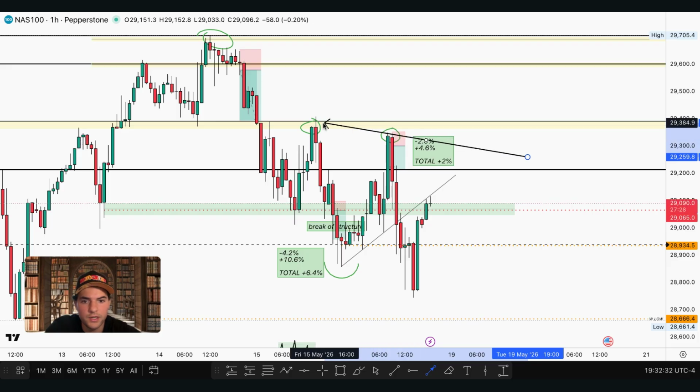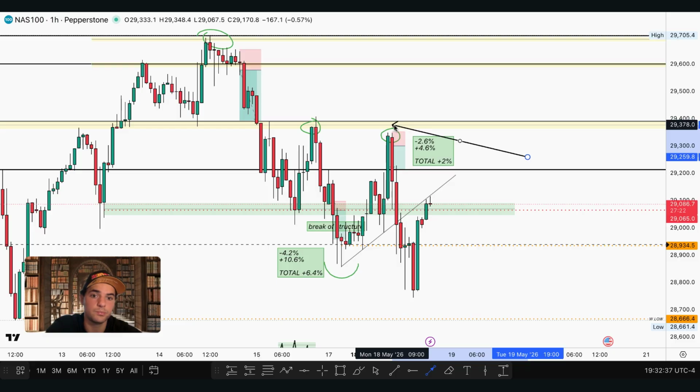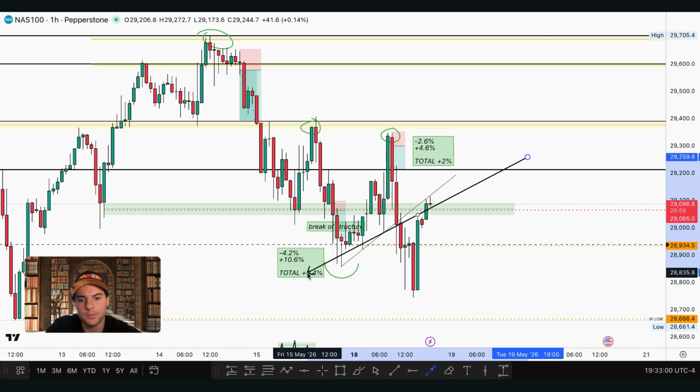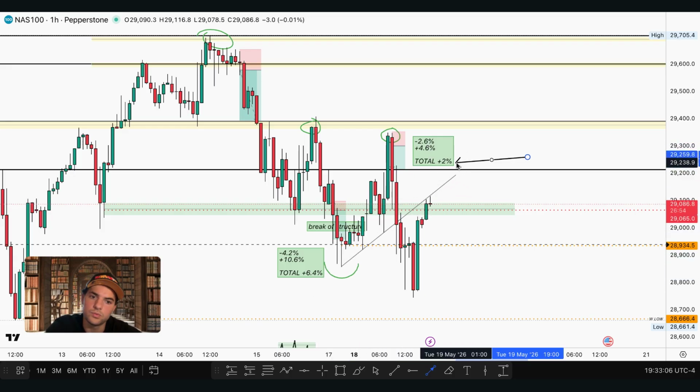Now I was looking for a trade right on this yellow zone right here, which was a little bit higher, I believe 100 points higher, and I didn't end up taking the trade. And so as soon as the 8 a.m. candle closed, I entered the position, cut one short, let another one run, and ended up with a total of about 2%. So total for the day was about 8%. This is 6.4 and 2, which made 8% because of commissions.